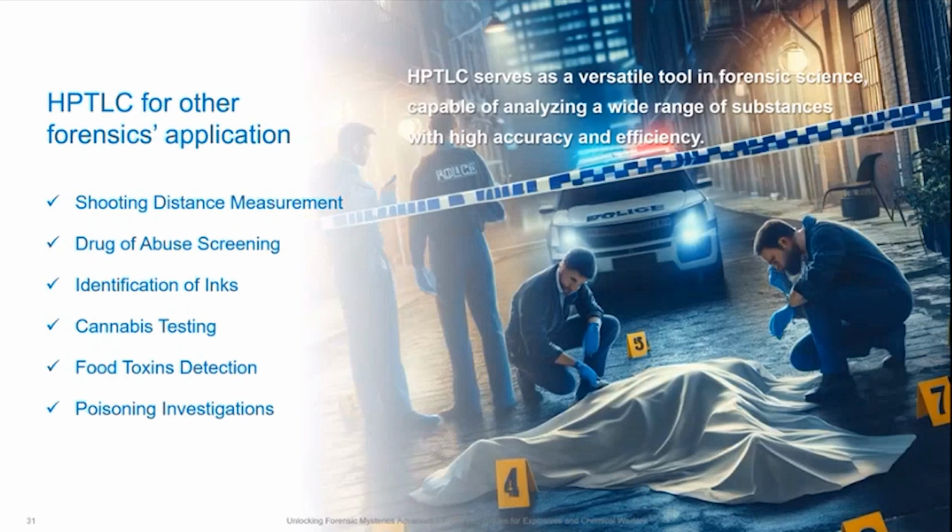Then, of course, the drug of abuse screening. Many of you will say, well, we have LCMS to do that. This is clear. If you have one sample, two samples, you can even do a very fast screening. But when you have hundreds of samples from a dealer, already packed in 1 gram bags, HPTLC can offer you a very fast way to prove that all 100 bags are, for example, methamphetamine or any drug of abuse.